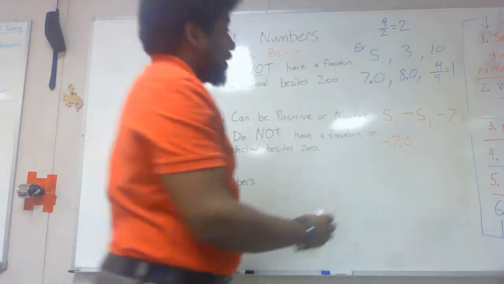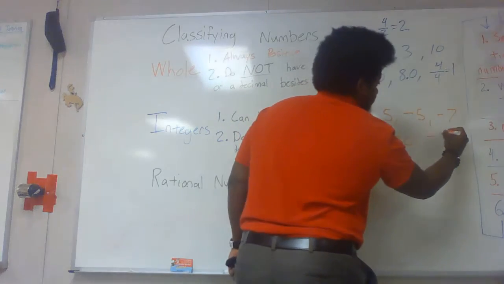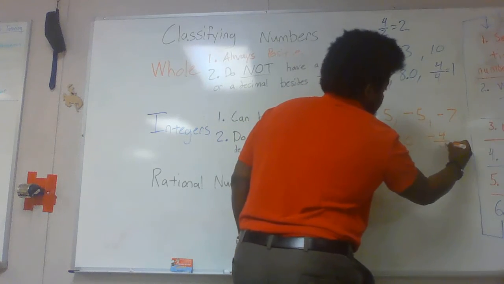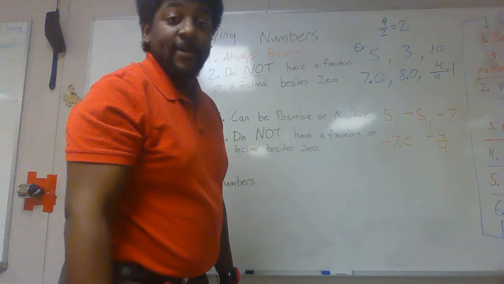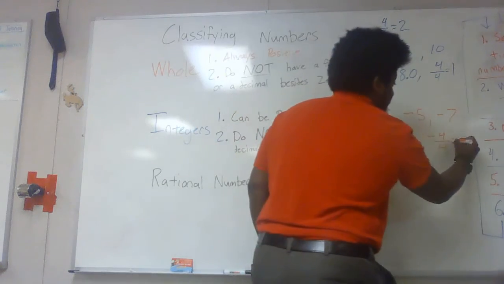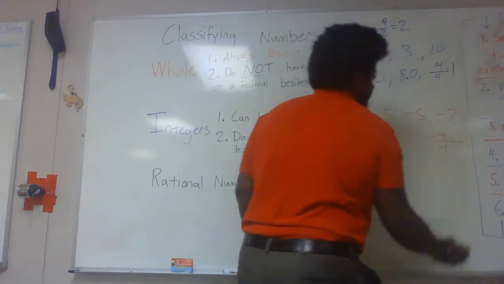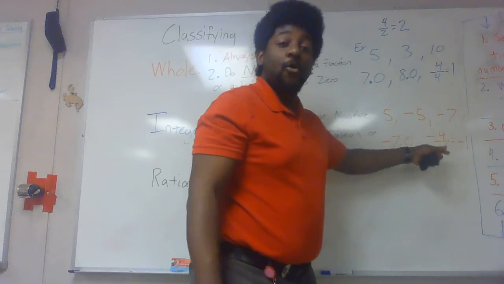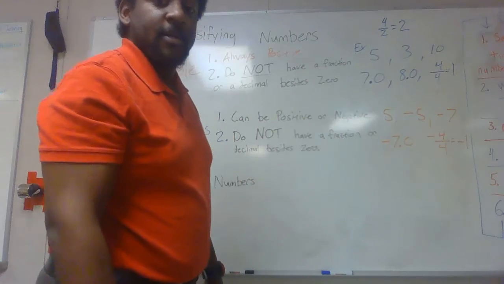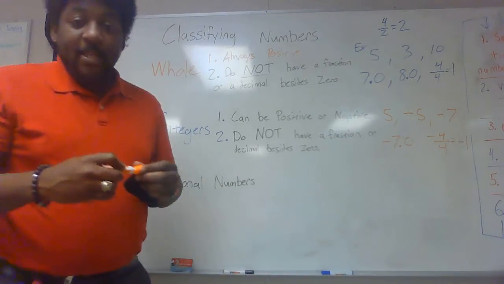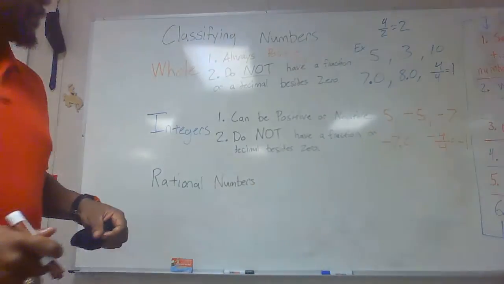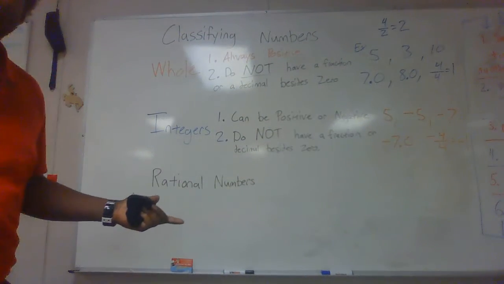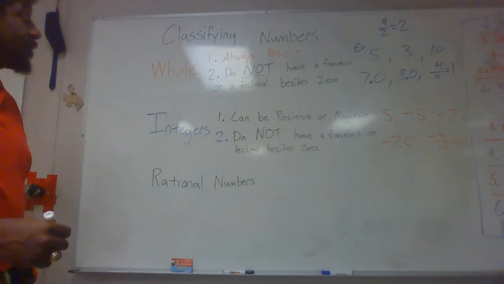We could also say negative 4 over 4. Since that equals negative 1, negative 1 is an integer, we can use this whole fraction. The last thing we're going to talk about here are obviously probably one of the easiest ones, rational numbers.